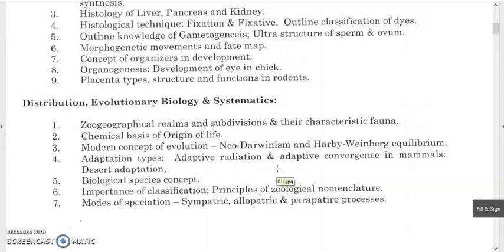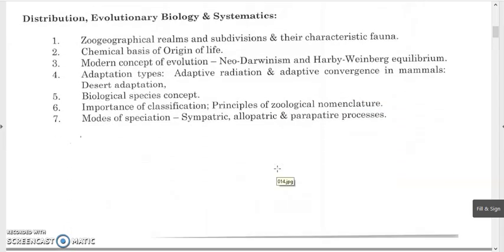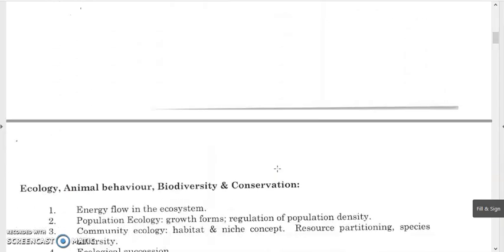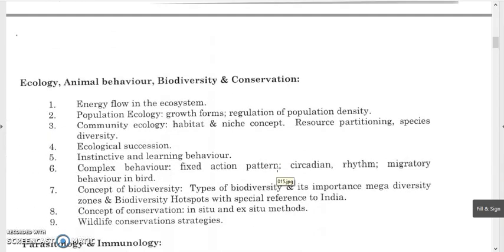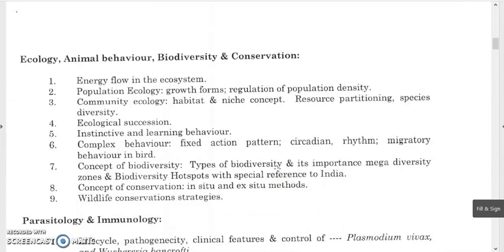And then importance of classification, principle of zoological nomenclature, modes of speciation like sympatric, allopatric and parapatric speciation you have to study here. Then ecology, animal behavior, biodiversity and conservation. Ecology actually contains energy flow in the ecosystem, like energy flow models, energy flow principles, the 10% law of energy flow, how the 10% law occurs, and different calculations are also there. Population ecology, growth forms, regulation of population density.